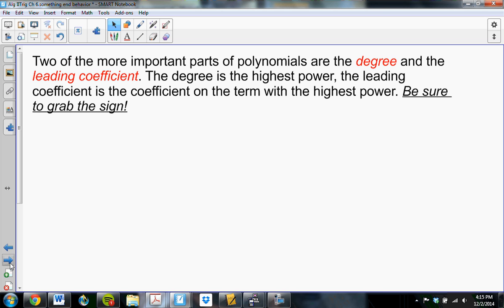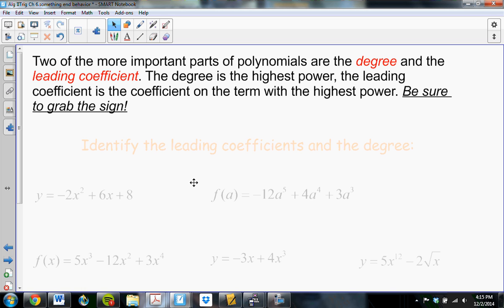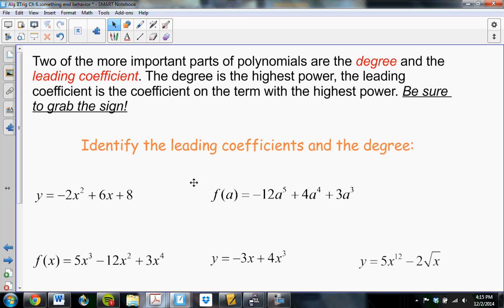Two of the more important parts of polynomials are the degree and the leading coefficient. The degree is the highest power that's present on the polynomial. The leading coefficient is the coefficient on the term with the highest power. And be sure to grab the sign. So here's a bunch of examples. We're not going to play a fun game this time, but we can still talk about them. We'll talk about the degrees first, actually. This polynomial has a degree of 2.